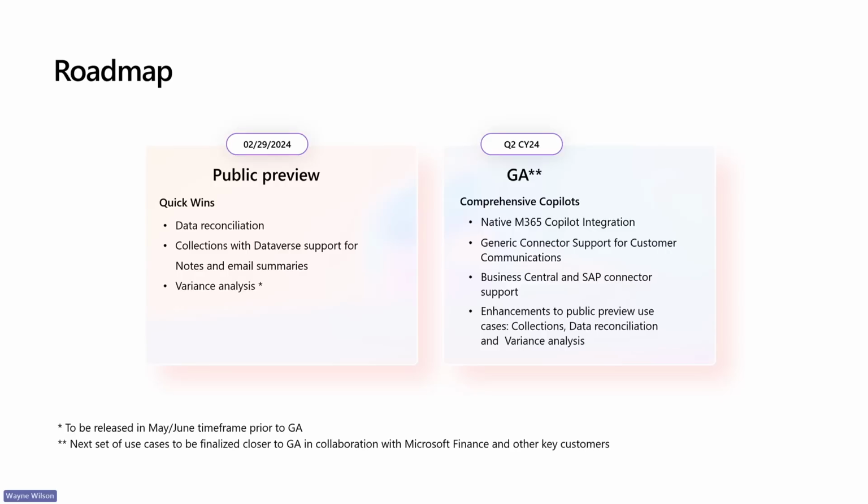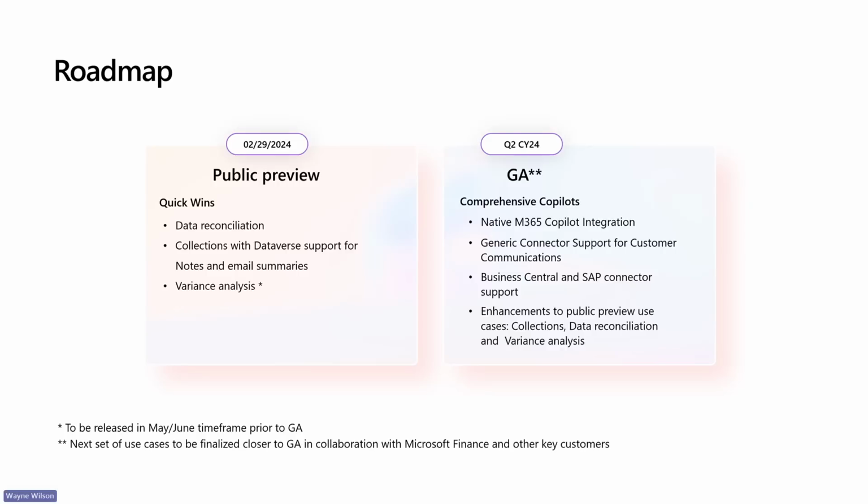But additionally, as mentioned earlier, we have currently available the data reconciliation in Excel feature, which I demonstrated to you earlier. The collections that includes data virt support for notes and email summaries, which Russell demoed earlier as well. And as we're going through all of these, we will have additional features also coming through, expanding the existing capabilities that are already there. So just to recap though, as of right now, there are two features fully available: the reconciliation in Excel and the collections experience through Outlook.